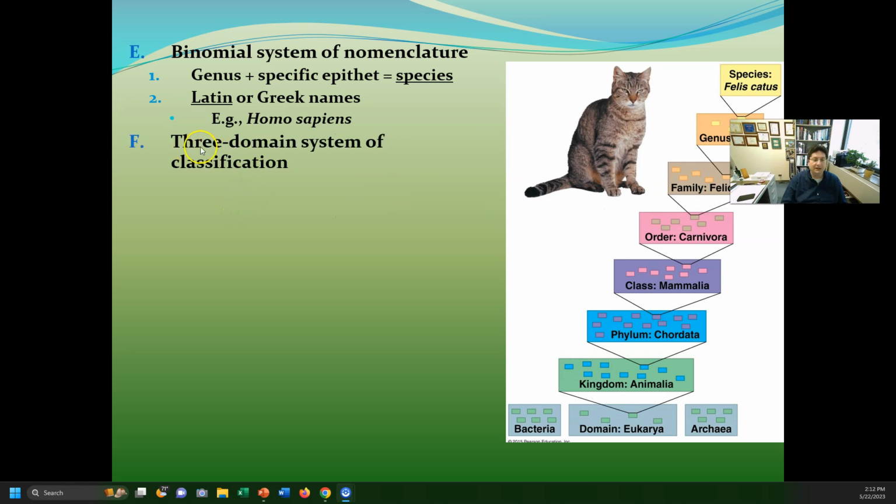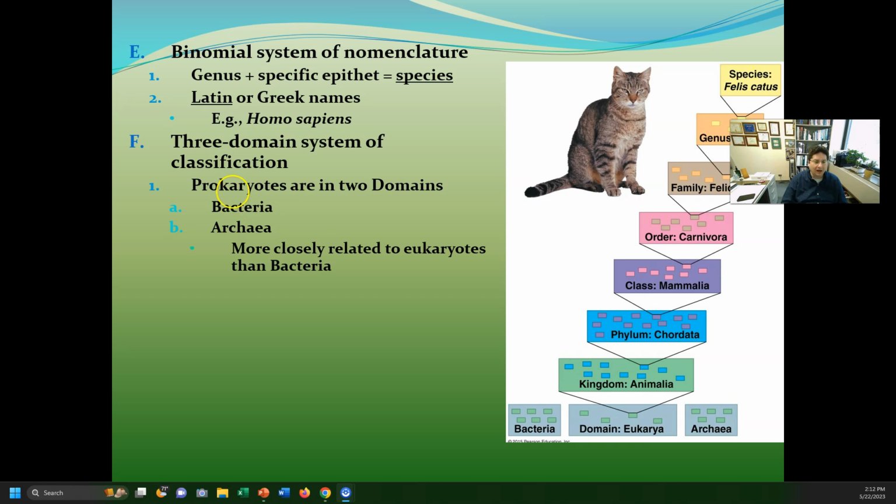All right, now the three-domain system that we use today, we put prokaryotes, as I said earlier, into two domains, domain bacteria and domain archaea, and we'll be fleshing those out in depth going forward here. Archaea, interestingly, these are small prokaryotes that resemble bacteria but are not bacteria.